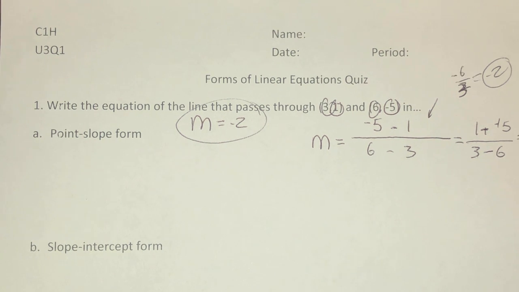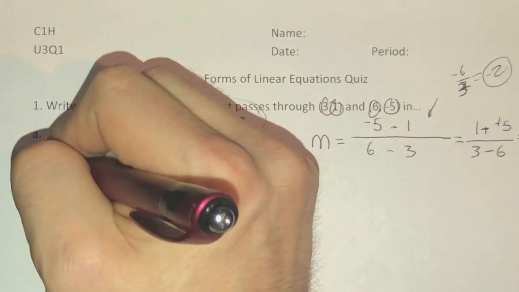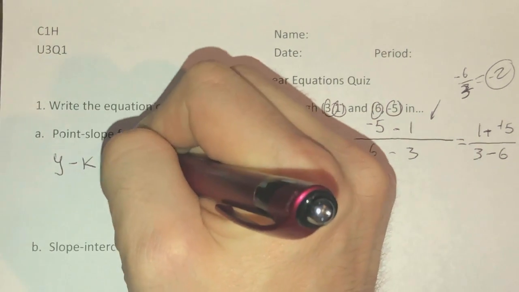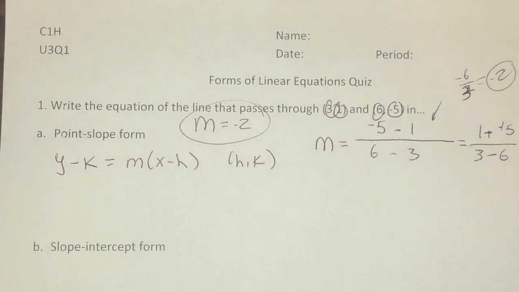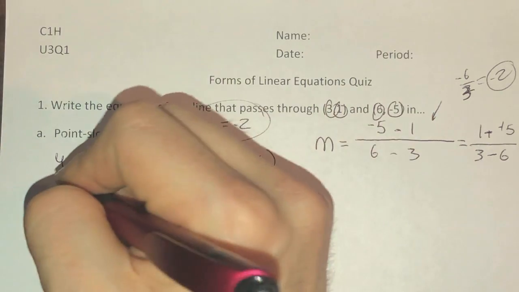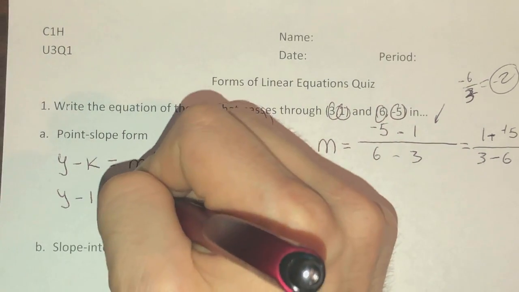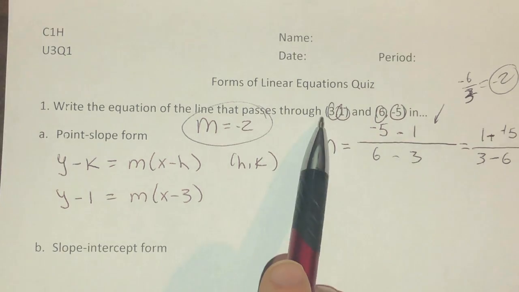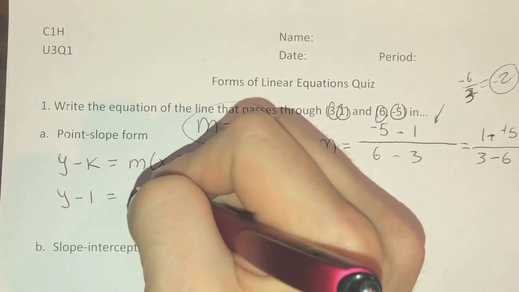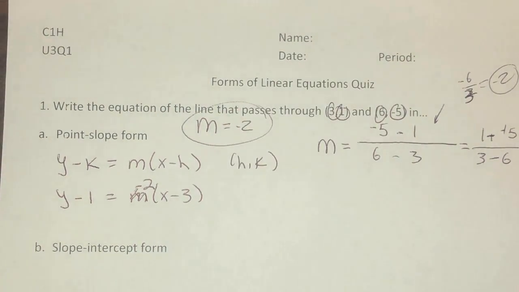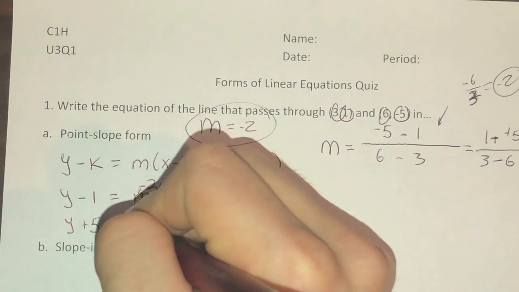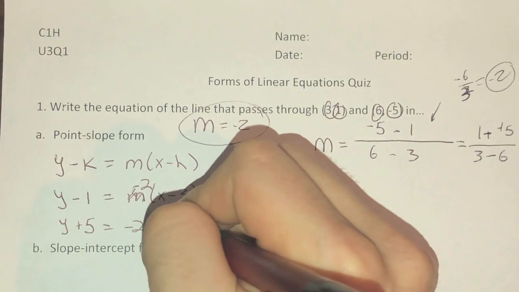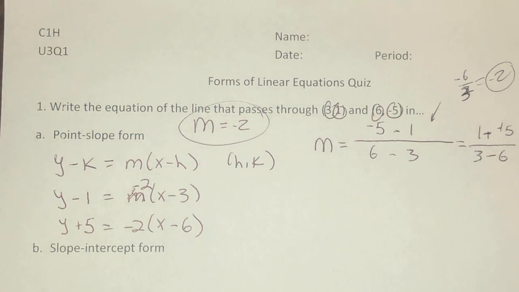Now I'm going to write it in point slope form. I'll show you both forms. So the biggest thing people did is they mixed their x and their y. Remember, point slope form is y minus k equals m times x minus h, where h, k is the point that is on the line. So what I'm going to do is show you the first one. y minus 1 equals m times x minus 3. That goes through 3, 1. And now remember, make that m a -2. Alternatively, you could have done y plus 5 equals -2 times x minus 6. And that is equivalent. Okay?